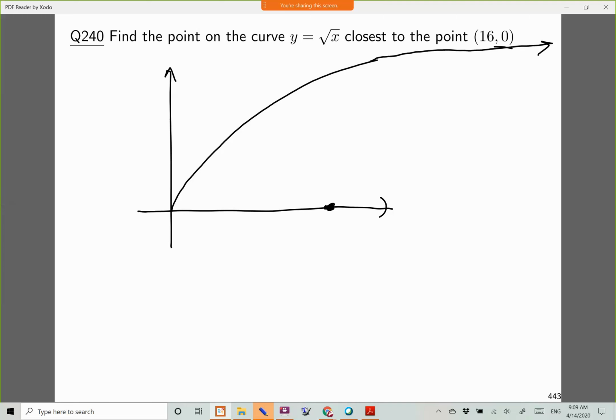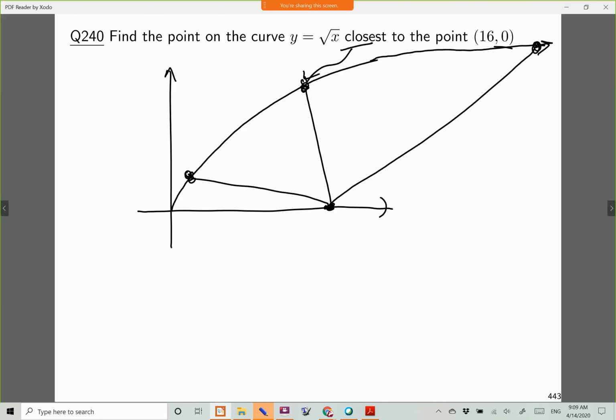This point over here on the parabola is probably too far away. I mean, this point over here is probably too far away. The point we're probably looking for is probably that point. That's probably the closest point in the picture, but this picture isn't good enough to really get exactly what point is closest.